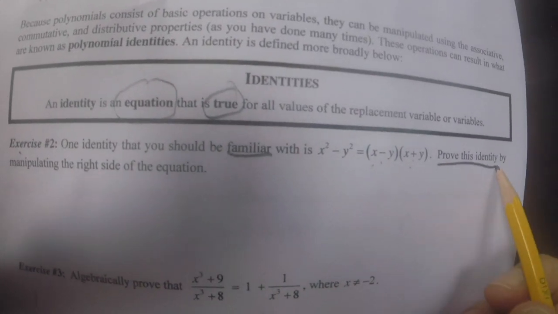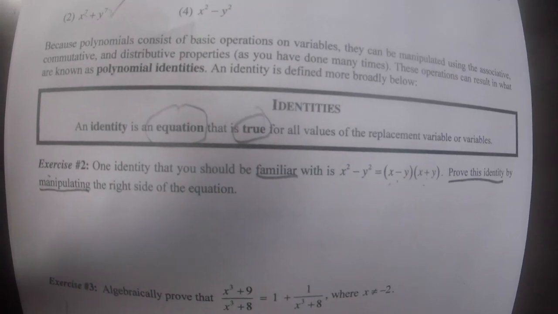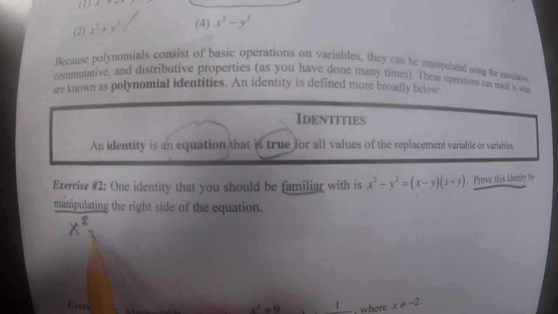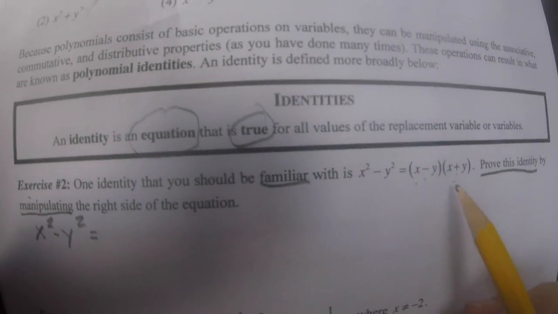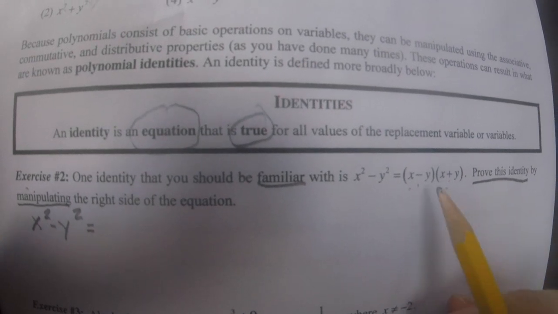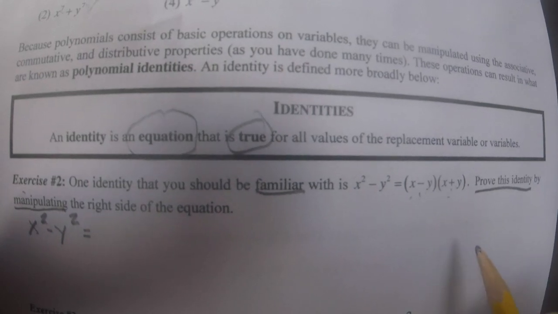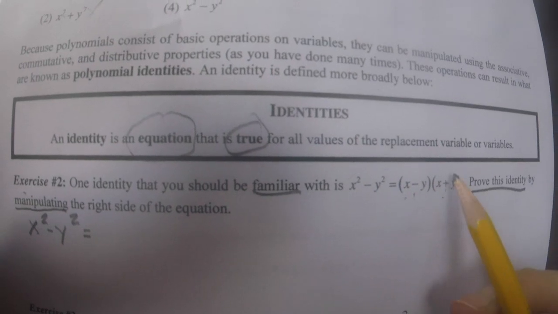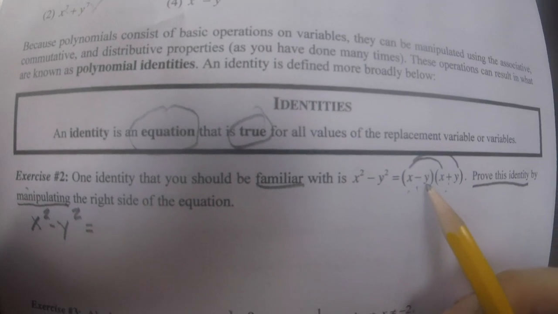It says prove this identity. And we're going to do that by manipulating the right side of the equation. We're going to leave the left-hand side alone. x squared minus y squared equals, what do you think it means by manipulate this side of the equation? Well, I have two sets of parentheses next to each other, so what if we multiply these? The only way that we know how to multiply a binomial times a binomial would be FOIL, or double distribution.